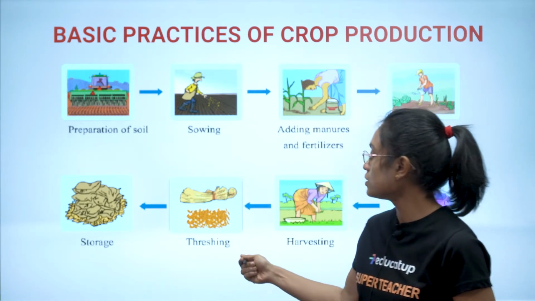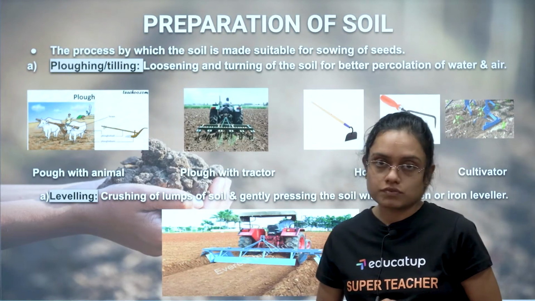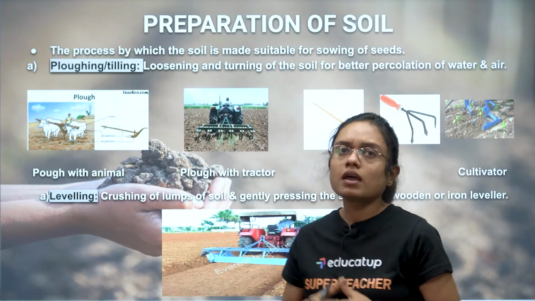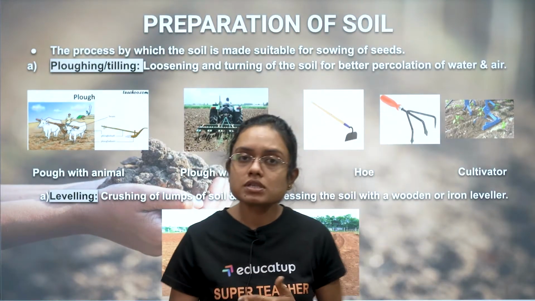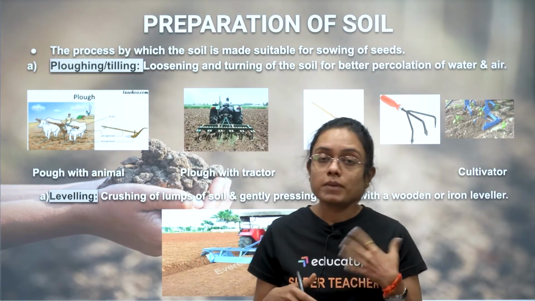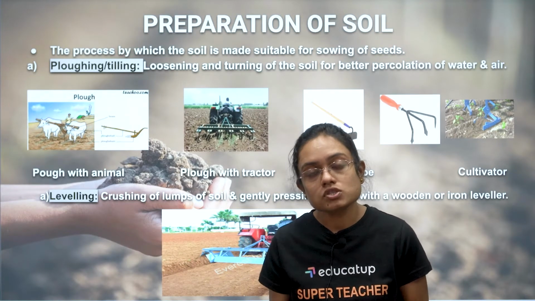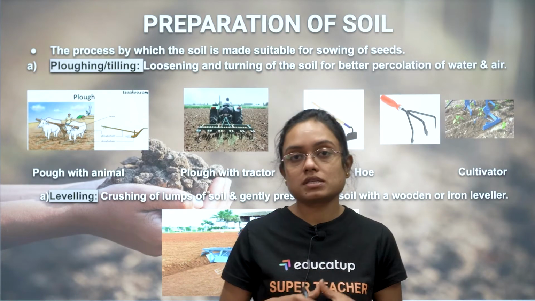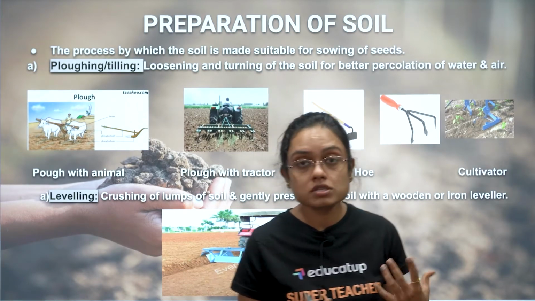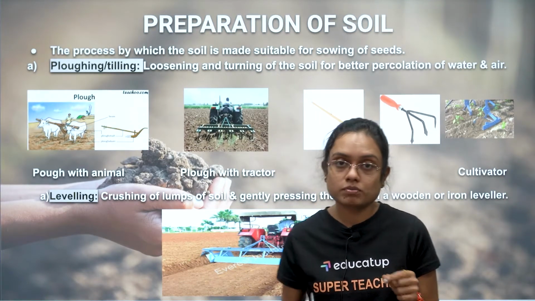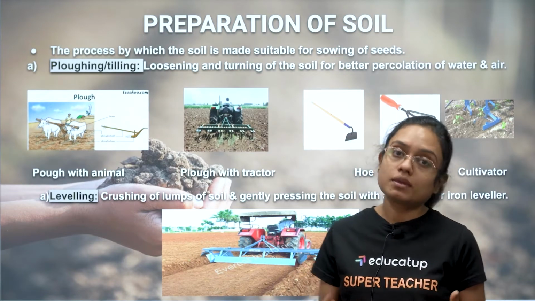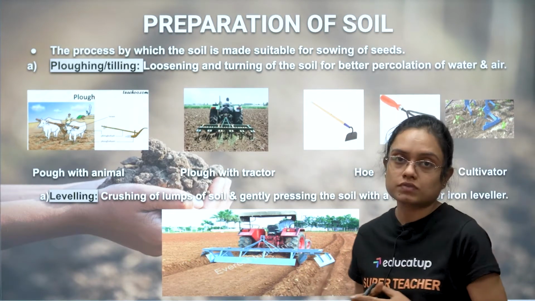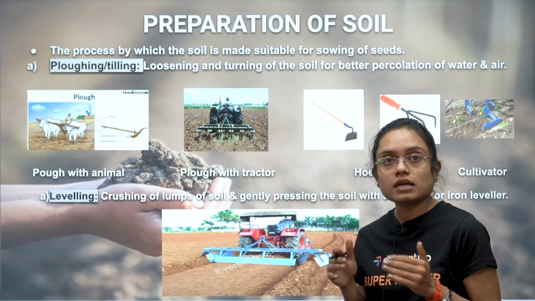So let's start with the preparation of soil. When I say preparation of soil, it is the process by which soil is made much more suitable and nutrient rich for the seeds to grow. That means what all nutrients should be present in the soil, what should be the texture of the soil, and what kind of soil should be there to grow the crop and to get the maximum yield is the preparation of the soil. Now in this, basically there are 2 steps.